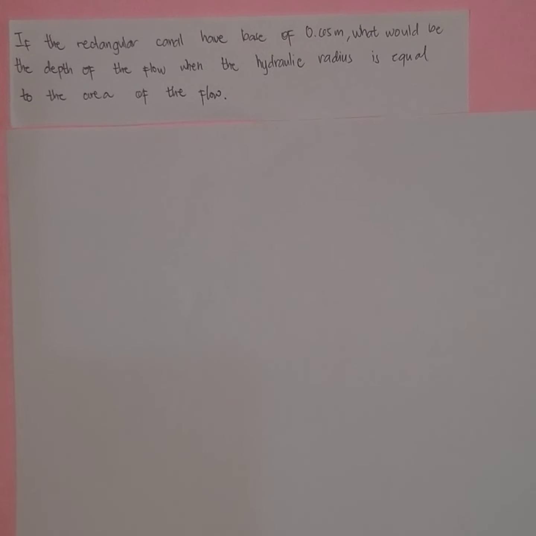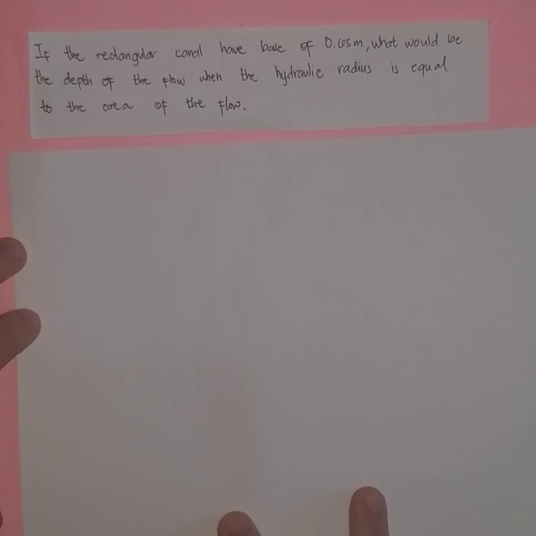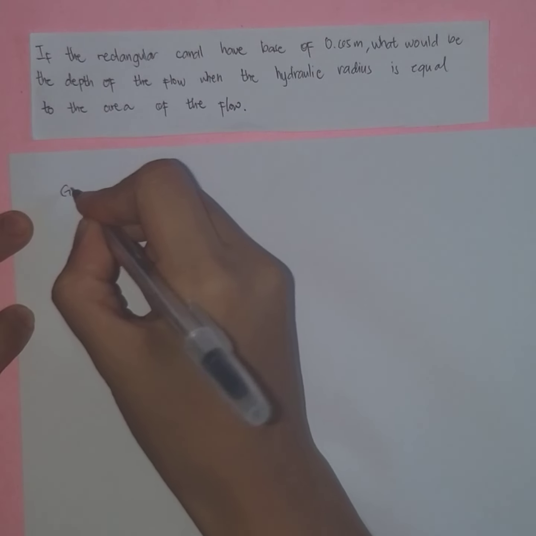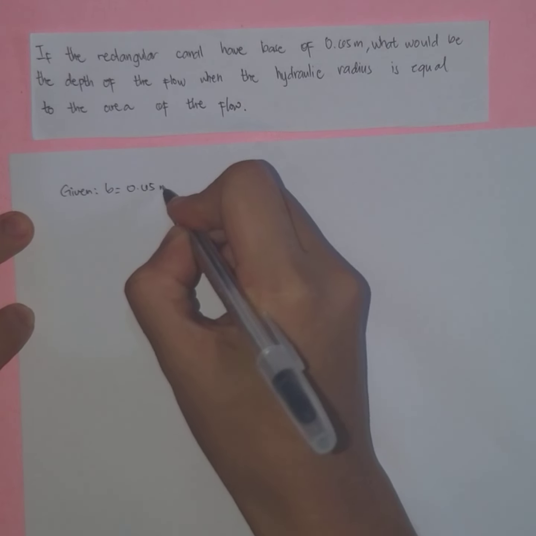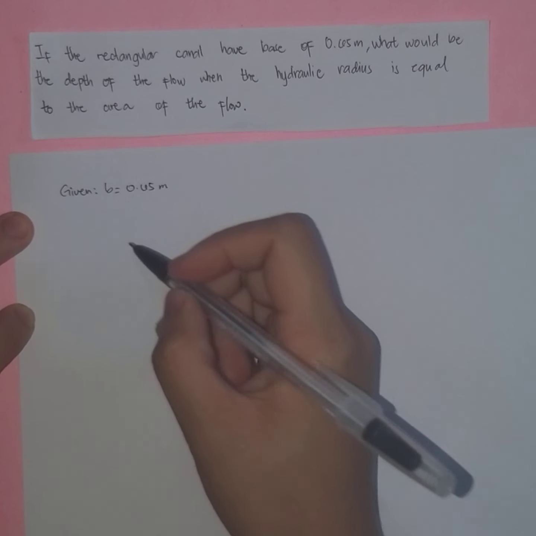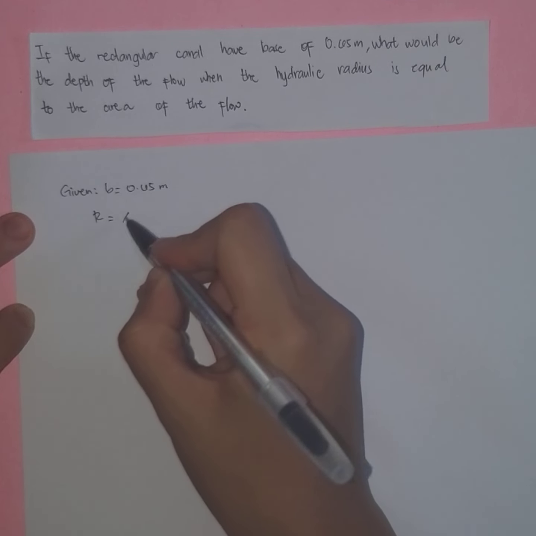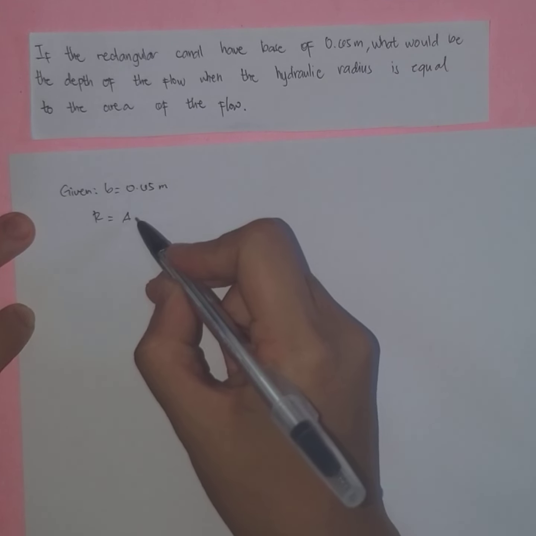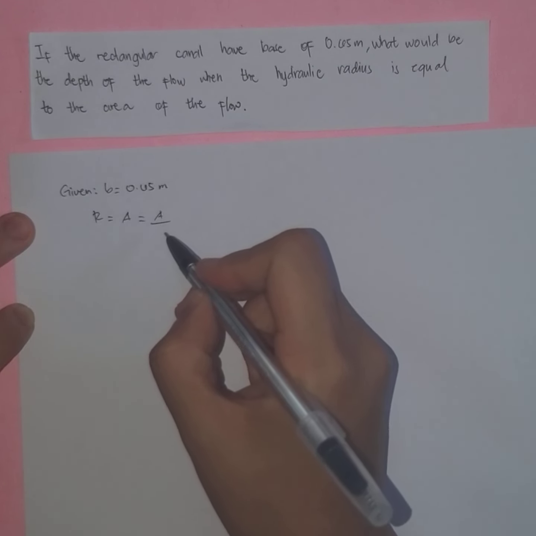If the rectangular canal has a base of 0.65 meters, what would be the depth of the flow when the hydraulic radius is equal to the area of the flow? So first, we will write the given. It says here that the hydraulic radius is equal to the area of the flow. And we know that R is also the area over the wetted perimeter.